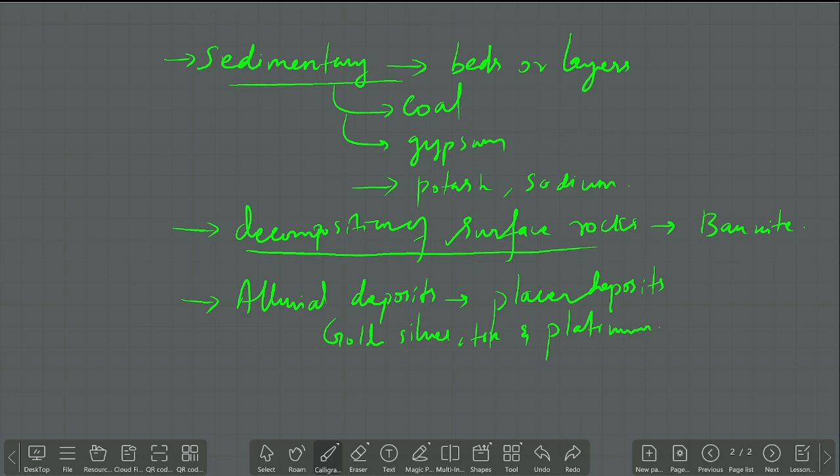The ocean waters contain vast quantities of minerals. Finally, first you have seen igneous and metamorphic rocks, and then sedimentary rocks. Then another mode of formation involves the decomposition of surface rocks. Then the fourth one is certain minerals occurring as alluvial deposits, also called placer deposits. Then the ocean water contains vast minerals.